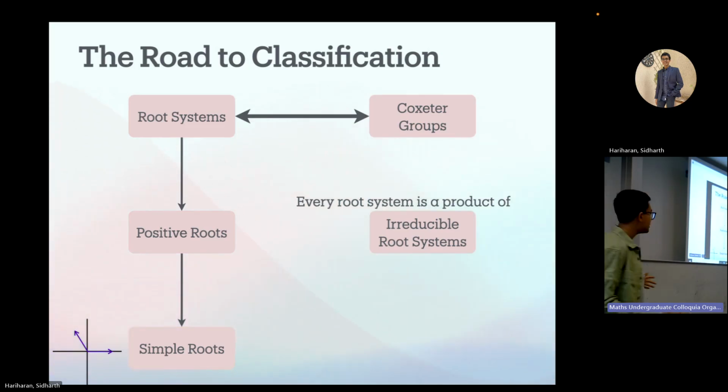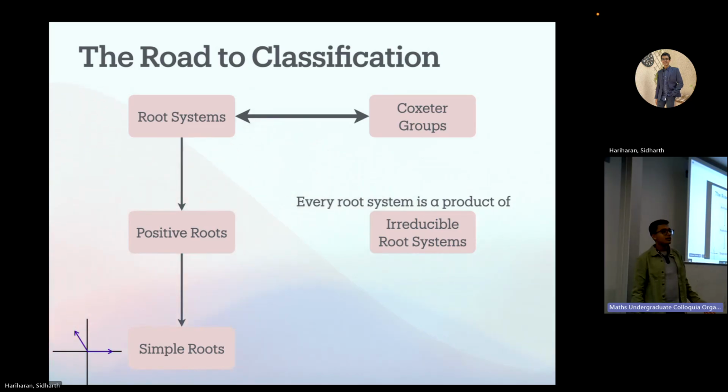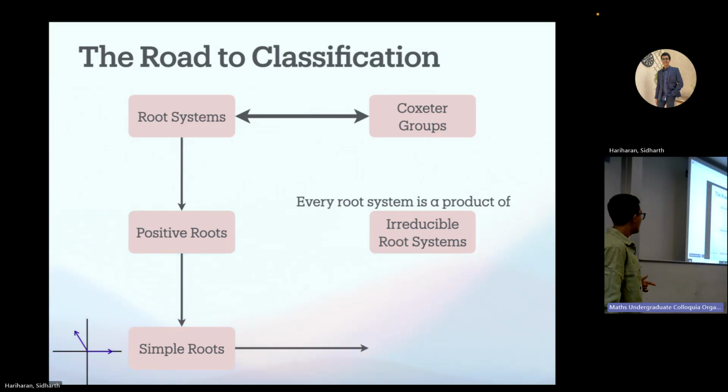Now, this next bit is where I think the true ingenuity of this classification really comes into play. Because when you have simple roots, you're still looking at guys that live in some sort of vector space. You're still trying to deal with them geometrically, perhaps algebraically. It turns out that you can deal with them combinatorially, which is pretty cool. And the way that you deal with them combinatorially is by constructing these objects known as Coxeter graphs from simple roots.